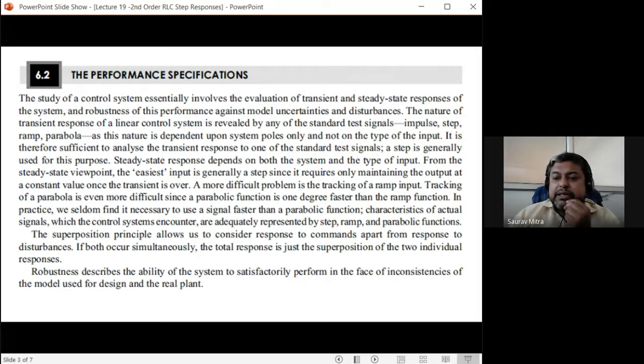Okay, so if I tell you that it's a 10 hertz frequency, how much it is in radian per second? So it is 2 into 3.14 into 10. That means 20 into 3.14. That means 62.8 radian per second. So that is the way we calculate or convert hertz into radian.